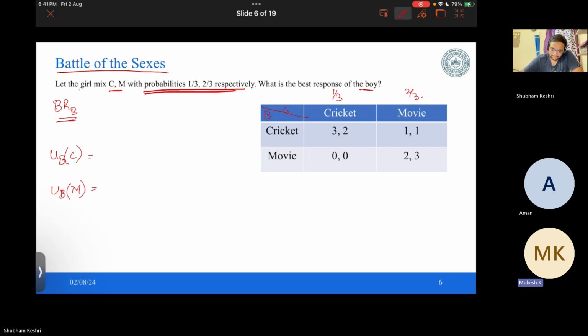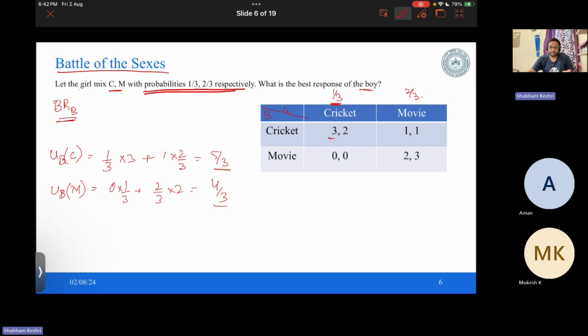I think the boy's utility when he's playing cricket will be 1 plus 2/3, so 4/3. So it will be 1 times 1/3 plus 1 times 2/3. Similarly, over here it will be 0 times 1/3 plus 2/3 times 2, so 4/3 over here, and this will be 1 plus 2/3, which is 5/3. So these are the utilities when the boy is going for cricket or movie.